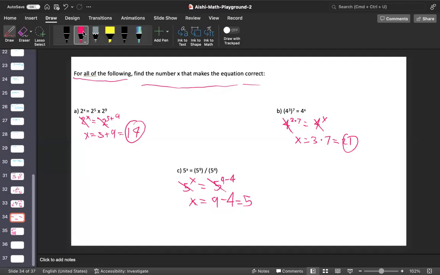Okay, now c. 5 to the power of x is equal to 5 to the power of 9 divided by 5 to the power of 4. Like we did in A, instead of adding the two exponents, we get to subtract them. So we have 5 to the power of x is equal to 5 to the power of 9 minus 4, which gives us x is equal to 9 minus 4, which is obviously 5. Okay, and I promise these will get harder.